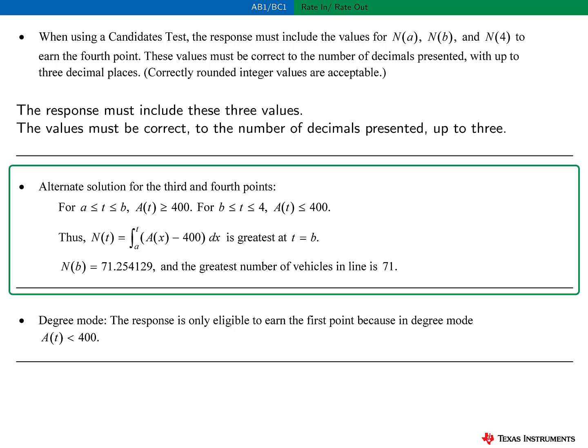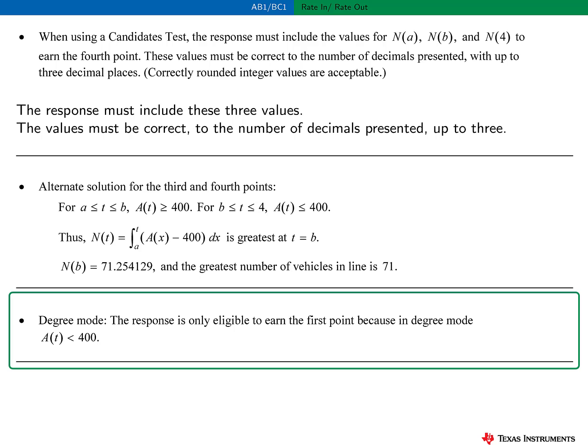Here is an alternate solution. I think many students solved the problem this way. They had some good insight after examining the graphs of A and y equals 400. And finally, in degree mode, this response is only eligible for the first point because in degree mode, A of t is less than 400.